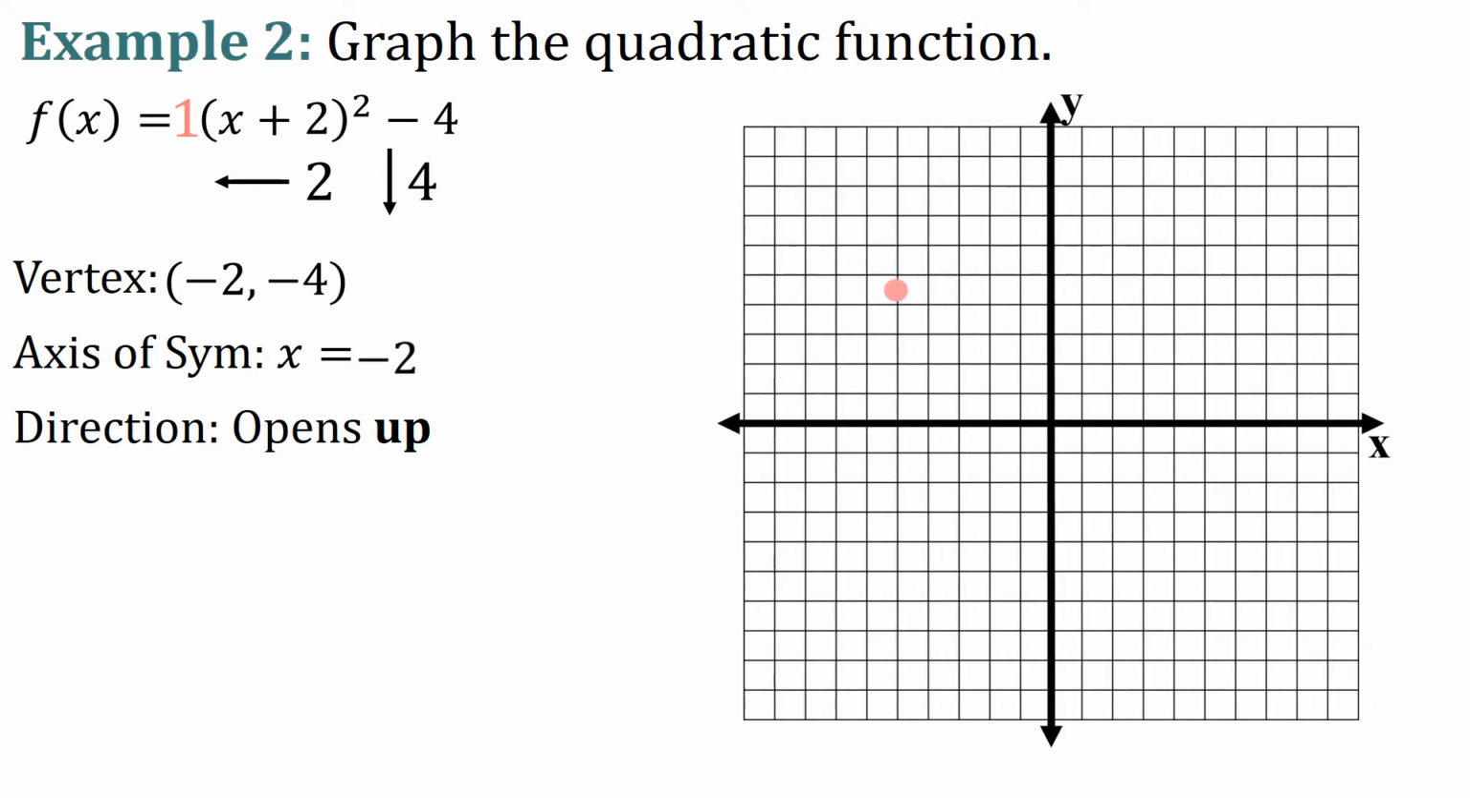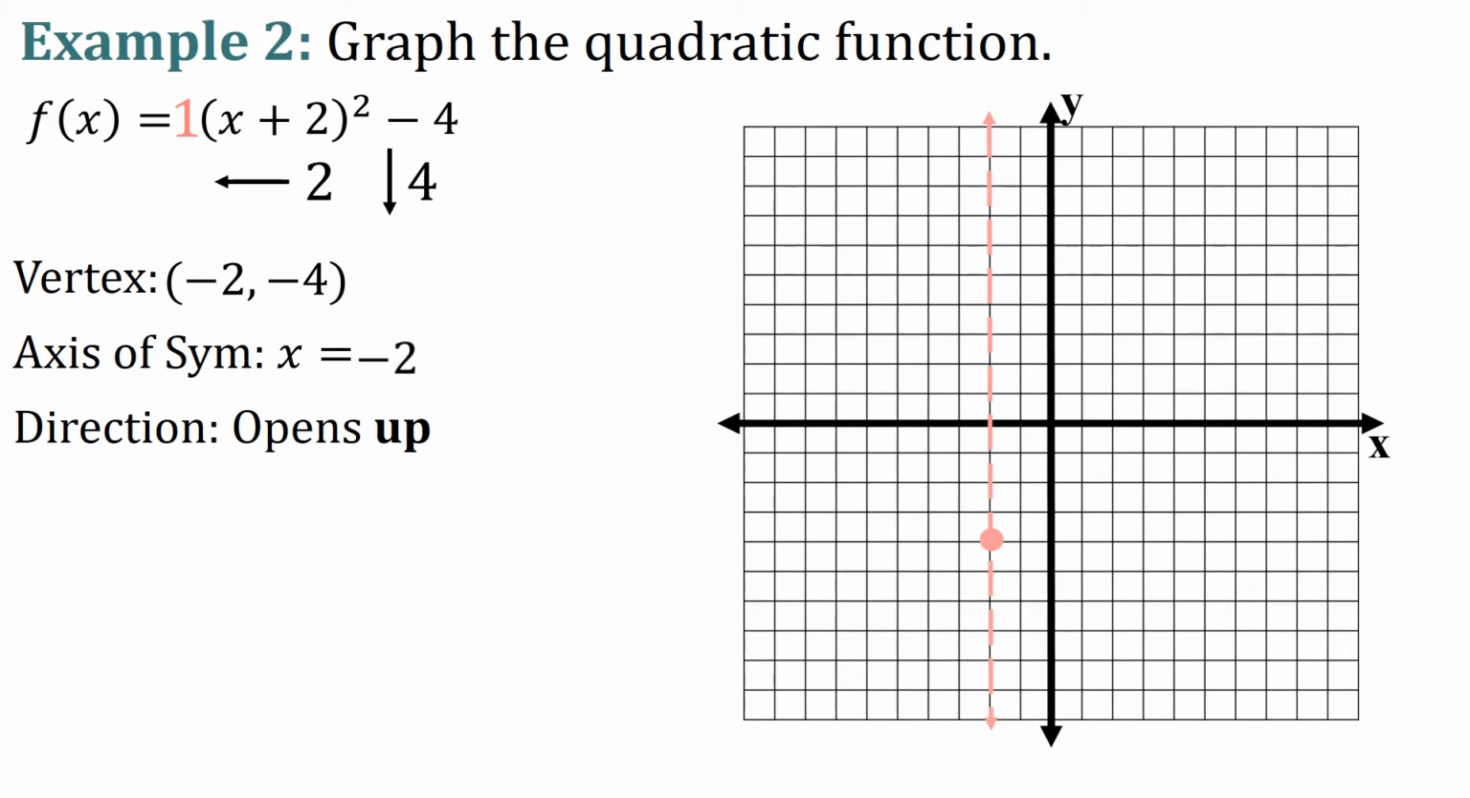And let's go ahead and put our vertex on the graph. So we start at the origin. We're going to shift it left 2, down 4, just like that. And our axis of symmetry is -2.